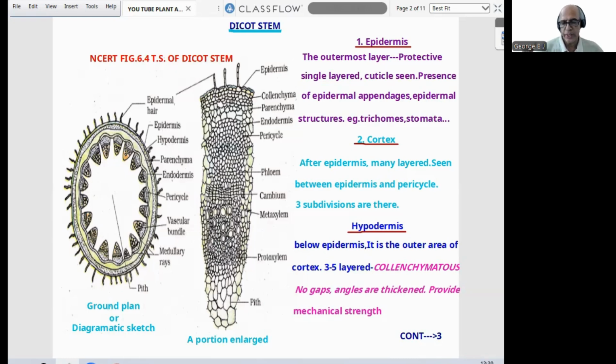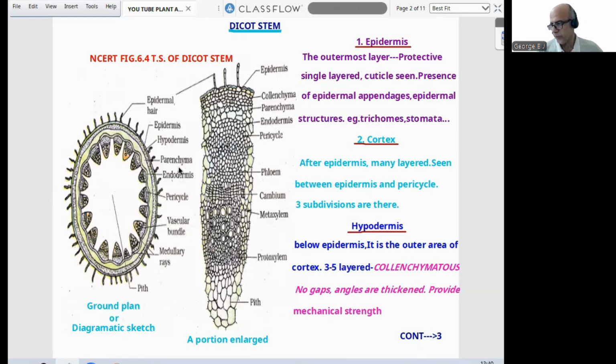Hypodermis is normally collenchymatous. In dicot stem, hypodermis is collenchymatous. That itself is a question. No gaps. Collenchyma means the angles will be thickened, and the main function is providing mechanical strength. Again, a typical dicot stem. This is the ground plan or diagrammatic sketch. A part of it is enlarged here.